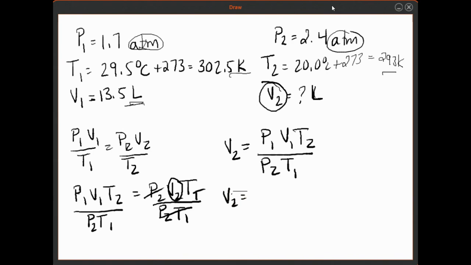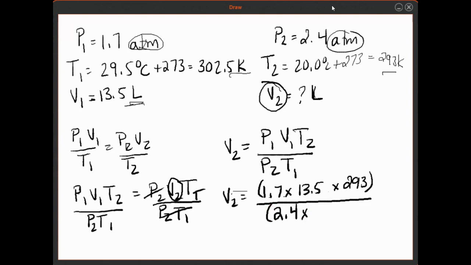So V2 is going to be P1, which is 1.7 atmospheres, times V1, which is 13.5 liters, and T2, which we got 293 Kelvin. We're going to divide that by P2, which is 2.4, and T1, which is 302.5. So now solving for these, we know the answer is going to be in liters because this is in liters, so that will be in liters.